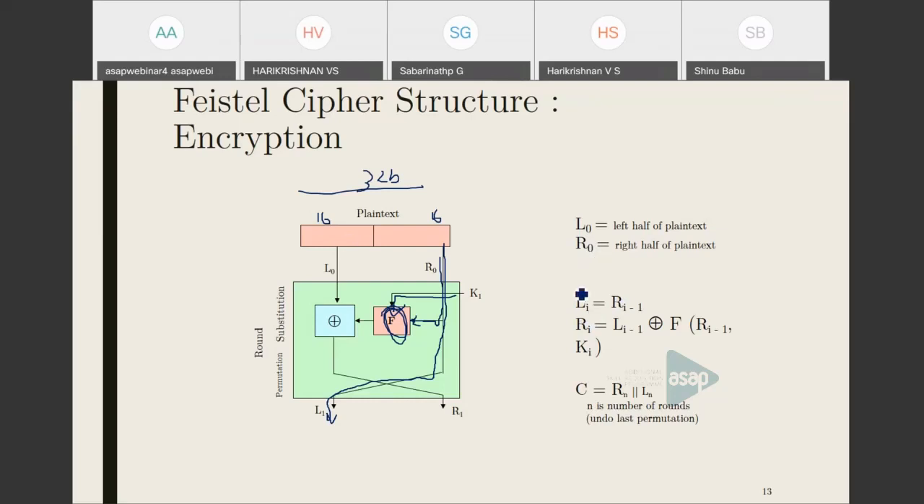Here, in this particular round the left half Li is Ri minus 1, the previous right half, no? The same thing goes in over there.